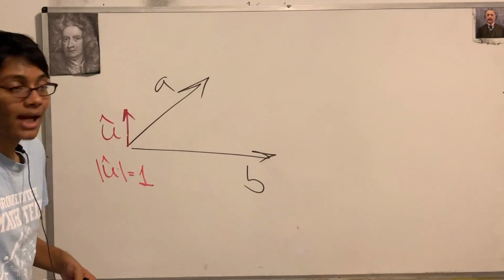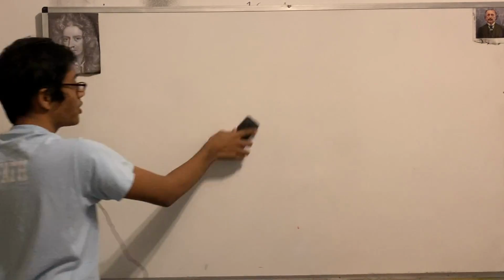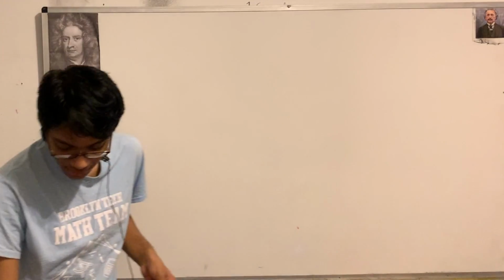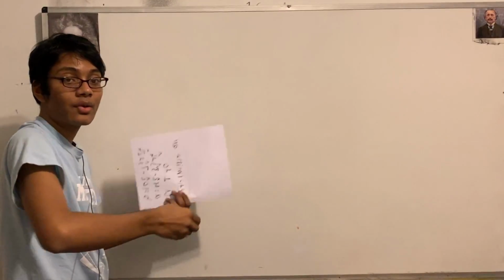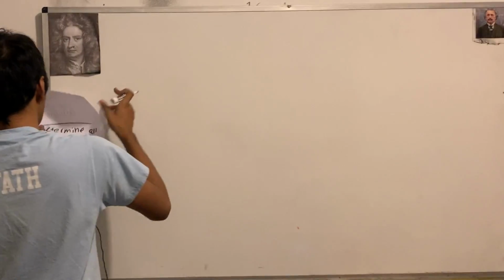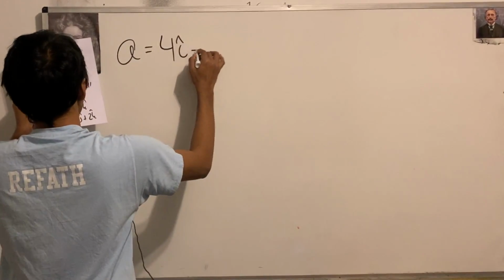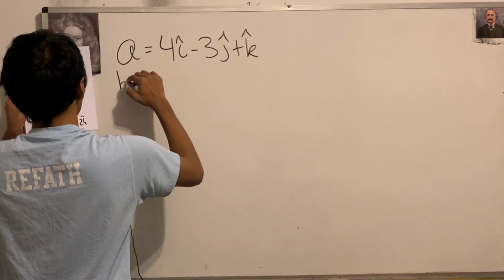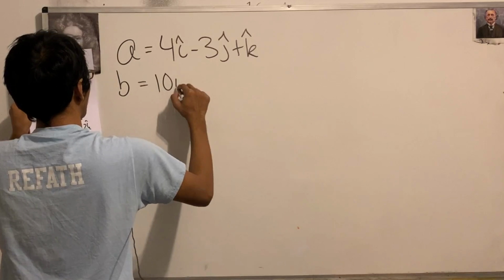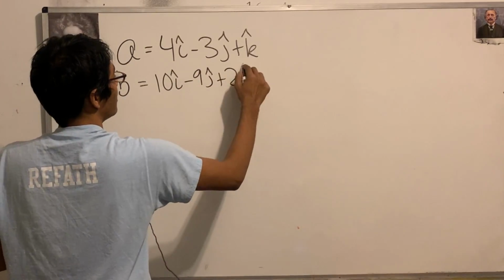So how do we do this? Well, first and foremost, let's go ahead and write down what our two vectors are. We have A is equal to 4i hat minus 3j hat plus k hat. And we have B is equal to 10i hat minus 9j hat plus 2k hat.